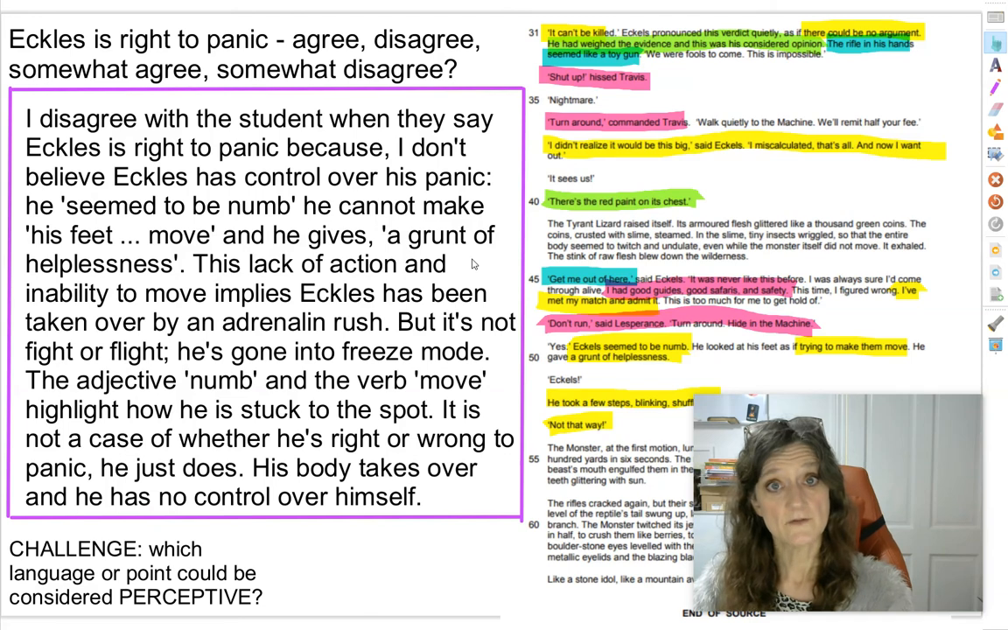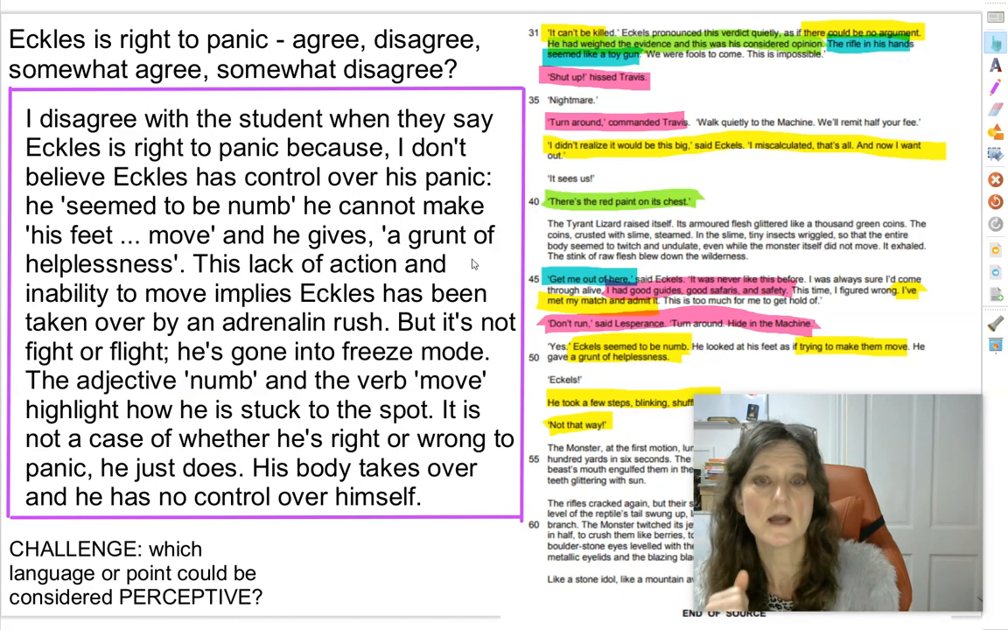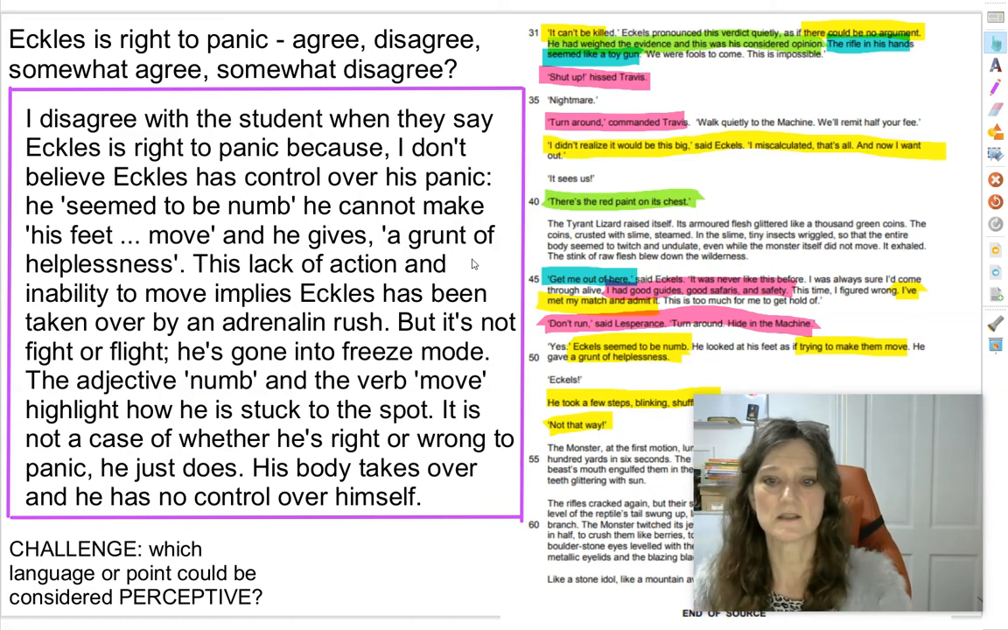I'm going to do my inference now, and this is quite a good deep inference because I'm using my science studies knowledge, my knowledge of how the world works. I think I said to my class earlier, my cat likes catching mice and birds, and I've seen her prey do this as well. So this lack of action and inability to move implies Eccles has been taken over by an adrenaline rush. But it's not fight or flight. He's gone into freeze mode.